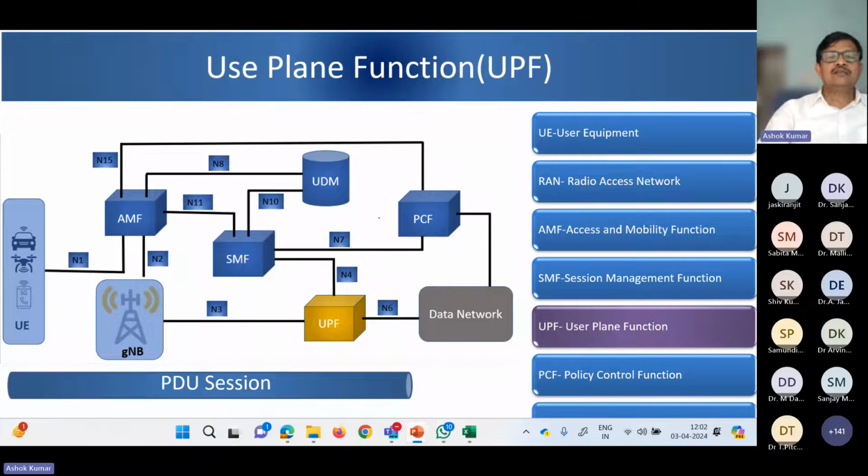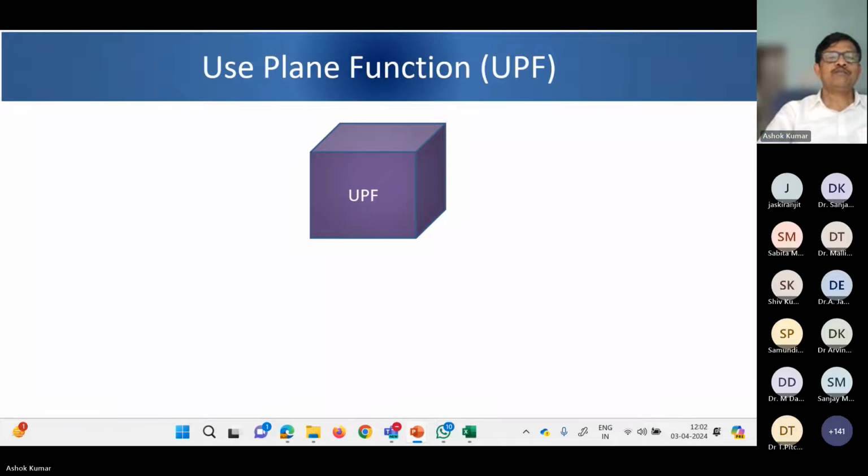Now let us move towards UPF. What are different functions of user plane function? UPF is where PDU session flows. So as you can see in the picture, PDU session is from UE to gNodeB to UPF and then to the data network. So where user data flows. UPF is in the user plane, as the name suggests.